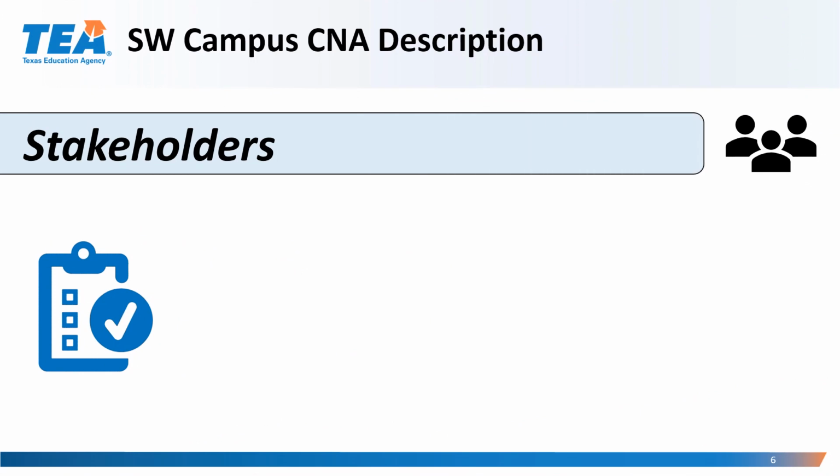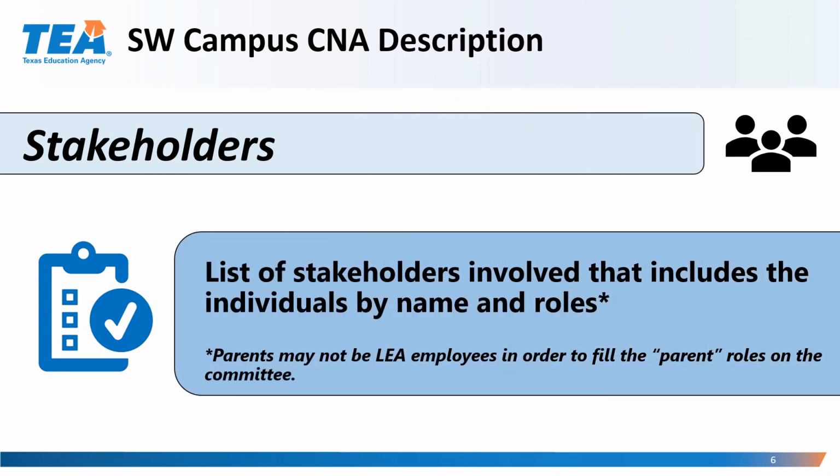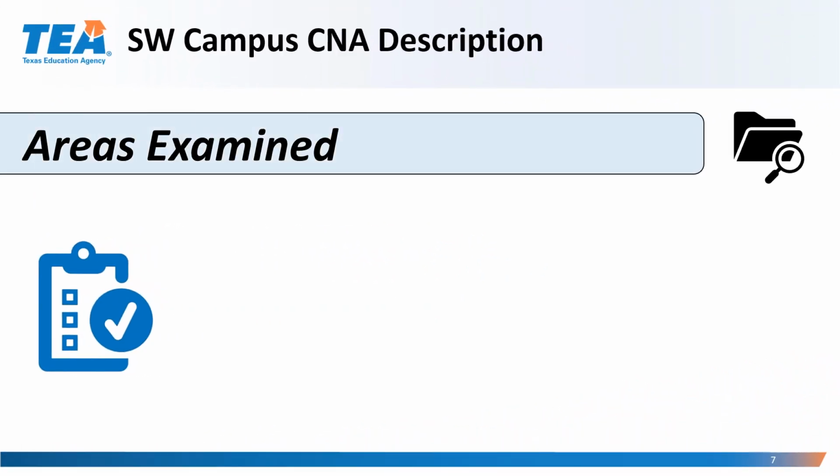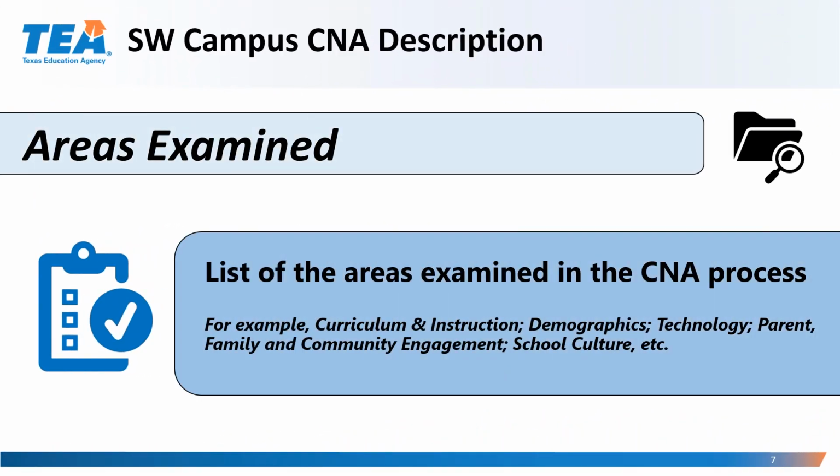Stakeholders refers to a list of stakeholders involved that includes the individuals by name and their roles. Please note that parents may not be LEA employees in order to fill the parent roles on the committee. Areas examined refers to a list of areas examined in the CNA process. For example, curriculum instruction, demographics, technology, parent, family, and community engagement, school culture, etc.